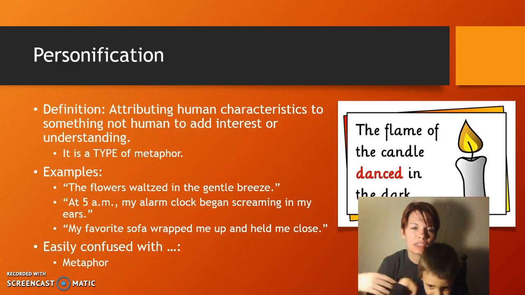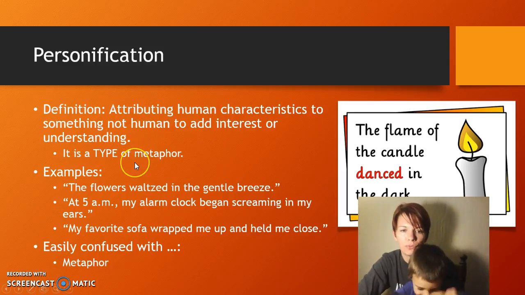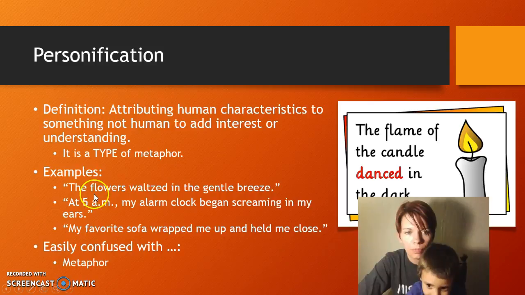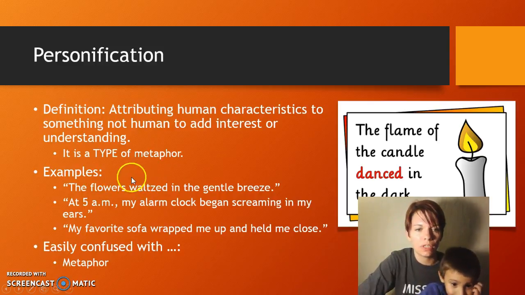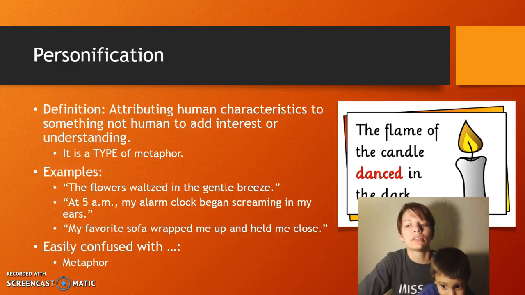Attributing human characteristics to something not human to add interest or understanding. It is a type of metaphor. Examples, the flowers waltzed in the gentle breeze. Flowers are not people, but we're describing the way they move in the breeze as a waltz. A waltz is a really fancy kind of dance. So the flowers waltzed in the gentle breeze.